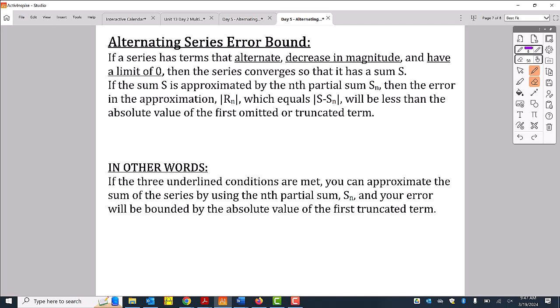Now let's say we take the nth partial sum, so the sum of the first 4 terms, first 5 terms, some number of terms, and sum them up. That's going to be an approximation. That's not going to be the exact sum. But the error in that approximation, how far we are off, that's what this means right here. That's the error. The error will be less than the absolute value of the first omitted or truncated term. So the error is going to be less than the next term in the series.